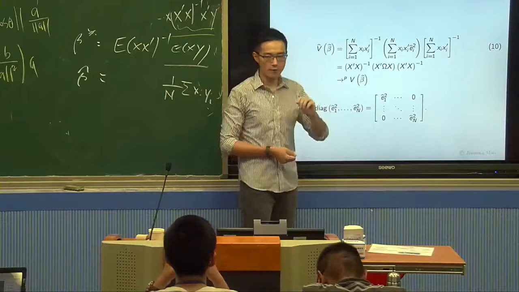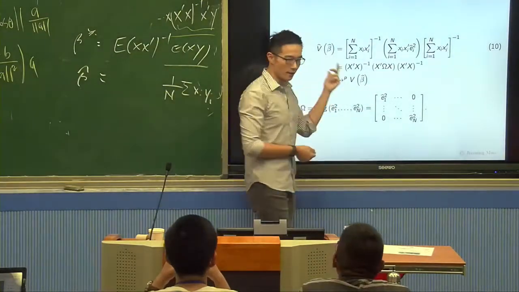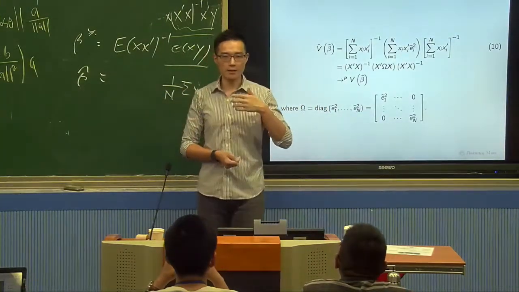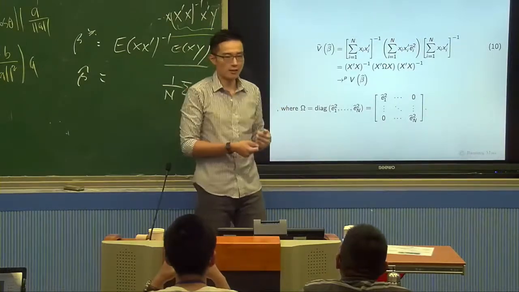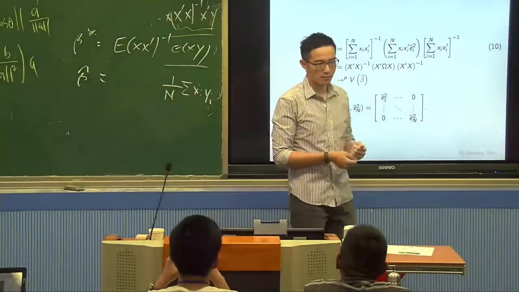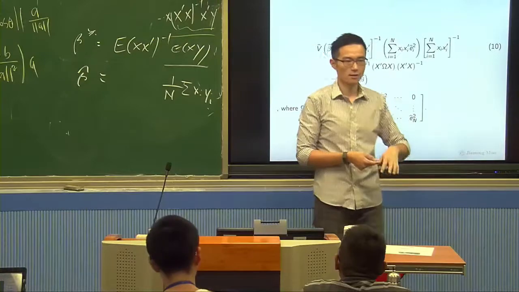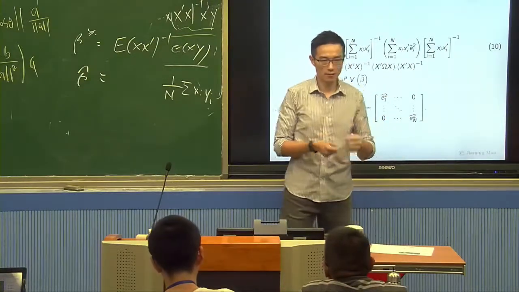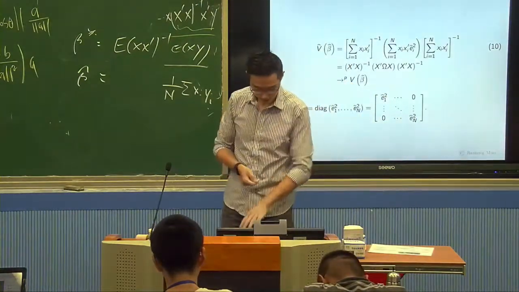But one thing I want to emphasize here is that this V hat again is an estimate of the asymptotic variance. It's not an estimate of the true variance, it's an estimate of the asymptotic variance, because everything is based on the central limit theorem. Okay.